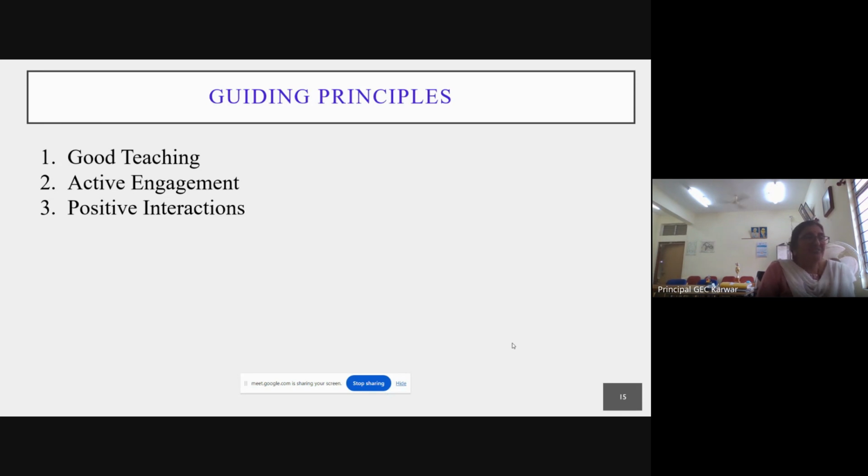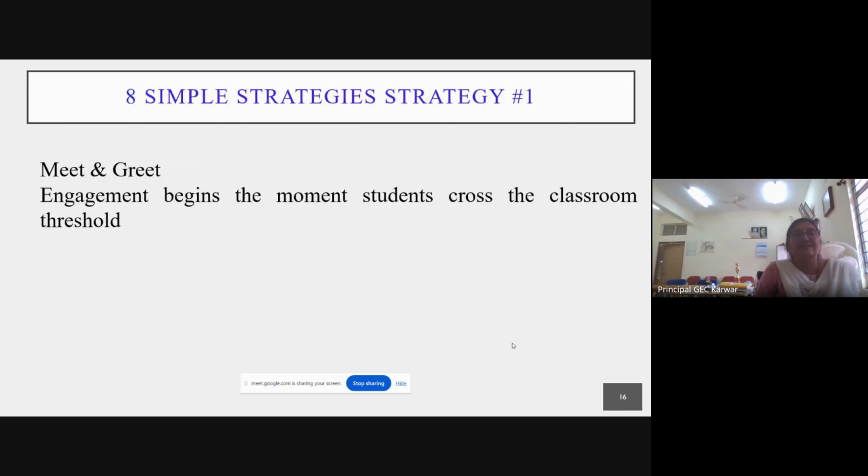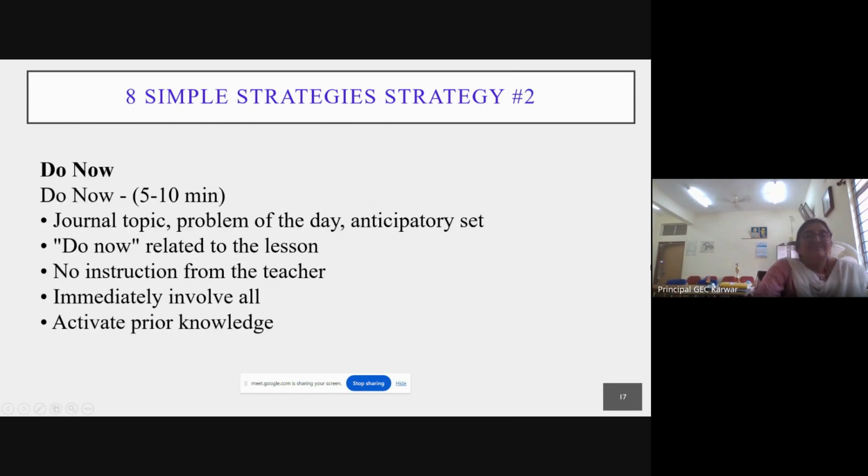But classroom teaching is very important. So students' active engagement as well as positive interaction, these three are the main guiding principles of effective classroom management. Then the strategies. So meet and greet. Engagement begins the moment students cross the classroom threshold. And that is what I just explained, the general topic, the 5 to 10 minutes. This is the second strategy I had kept.